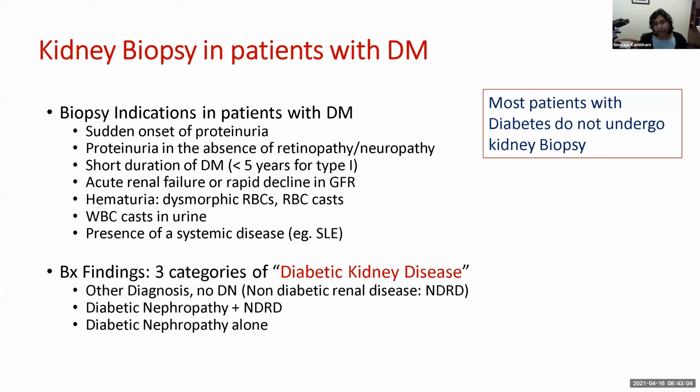So when we look at a biopsy coming from a patient with diabetes mellitus, we are thinking about 3 categories of diabetic kidney disease. One is the patient has no diabetes, has some other diagnosis, and it's called non-diabetic renal disease. In the next few slides, I'm going to say NDRD as an abbreviation. And a subset, about a third of them, will have a diabetic nephropathy plus this NDRD, and some of them have just diabetic nephropathy alone.